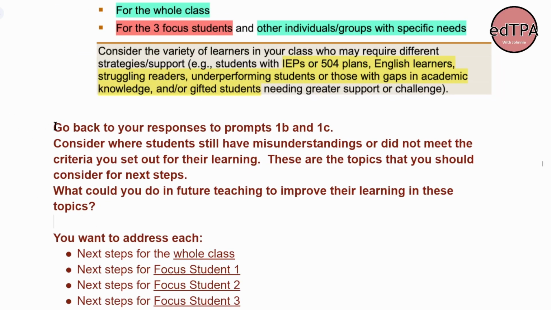Here's my suggestion. Go back to your responses to prompts 1B and 1C. Consider where students still have misunderstandings or did not meet the criteria set out for their learning. These are the topics that you should consider for next steps. So look across the folks that were emerging, did not quite meet your criteria. That sets you up for thinking about what the next steps should be. And a question for you: what could you do in future teaching to improve their learning in these topics?